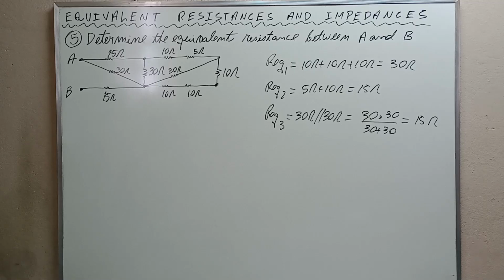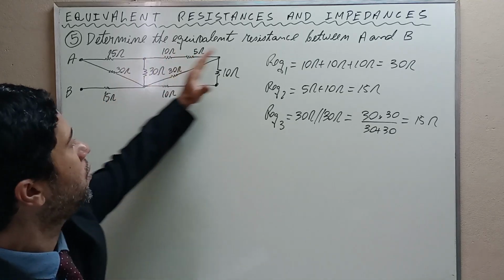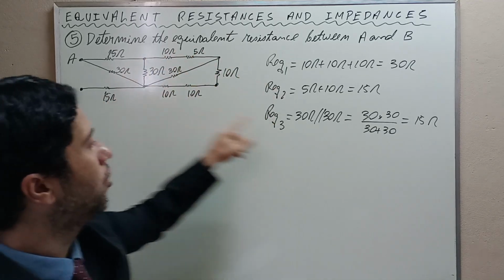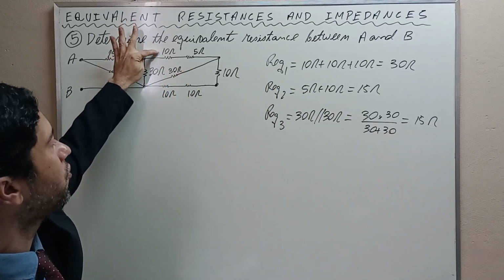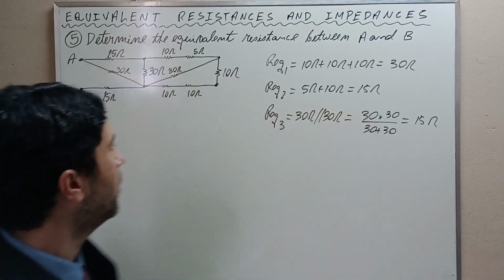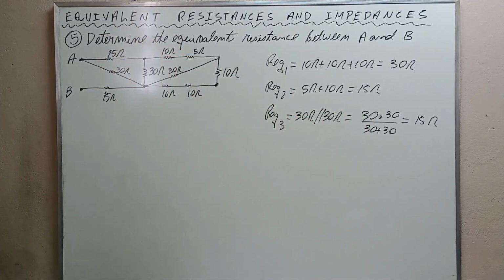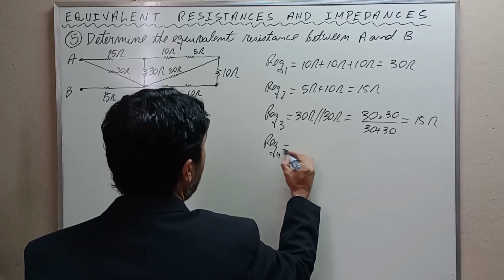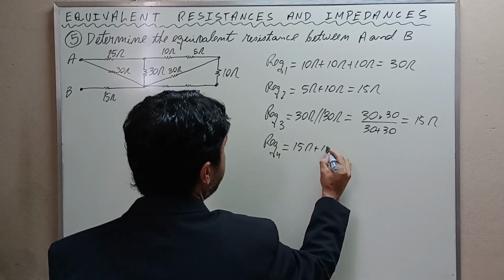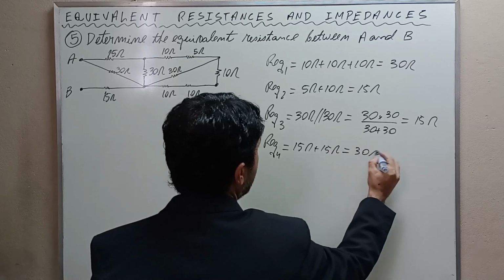Next, there will be two 15 ohms resistances in series. Okay, we replace all this and this by this, and this in turn will be in series with this, which is 15. We notice then that there are two 15 ohms resistances in series. Equivalent resistance number 4 is 15 plus 15, which is equal to 30.